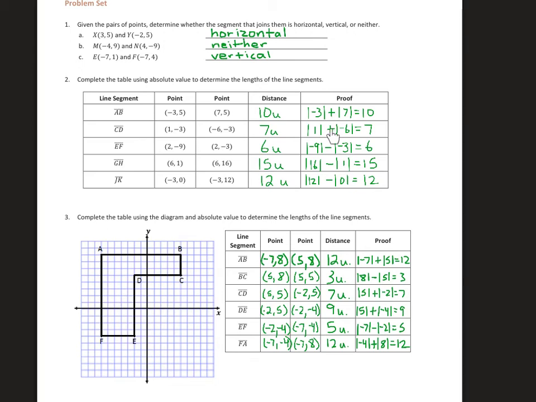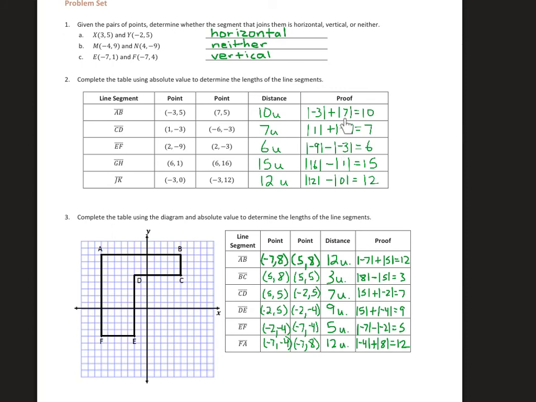Remember, we're adding the absolute values when we have one negative and one positive. That means we're crossing 0. If they're both negative or they're both positive, we're subtracting the bigger absolute value minus the smaller absolute value. And remember, the absolute value of any number is that number as positive. It's not its opposite, it's that number as positive.